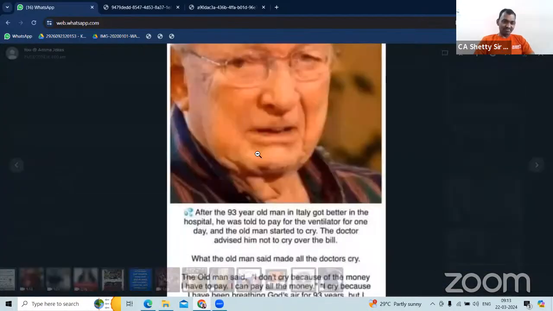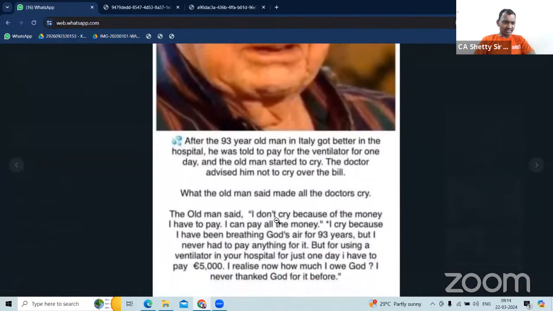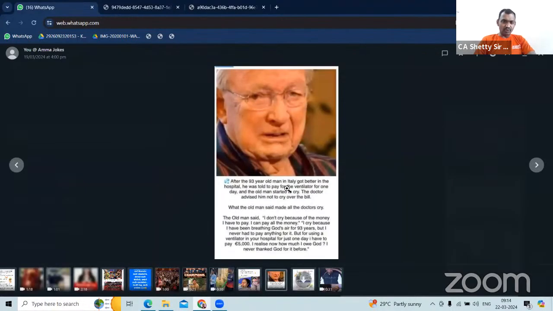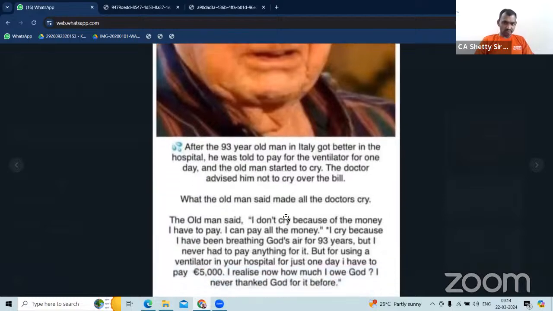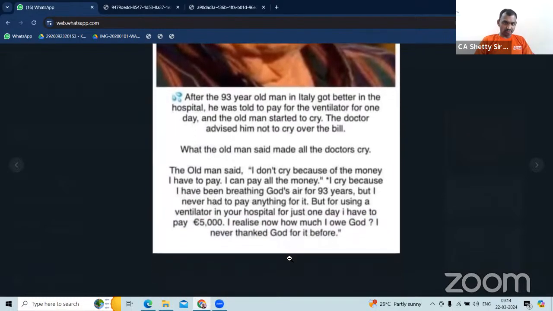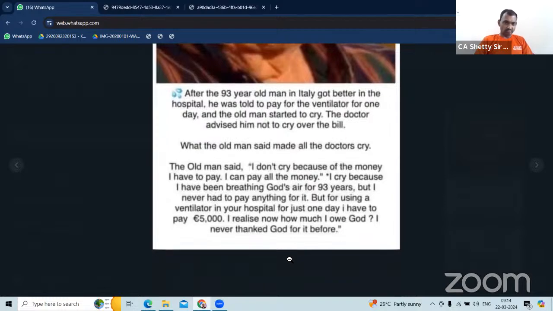An amazing message. You read this, Rahul? Okay, read, beautiful one. After the 93-year-old man in Italy got better in the hospital, he was told to pay for the ventilator for one day, and the old man started to cry. The doctor advised him not to cry over the bill. What the old man said made all the doctors cry. The old man said, "I don't cry because of the money I have to pay. I can pay all the money. I cry because I've been breathing God's air for 93 years, but I never had to pay anything for it. But for using a ventilator in your hospital for just one day, I have to pay 5,000 euros. I realize now how much I owe God. I never thanked God for it before."